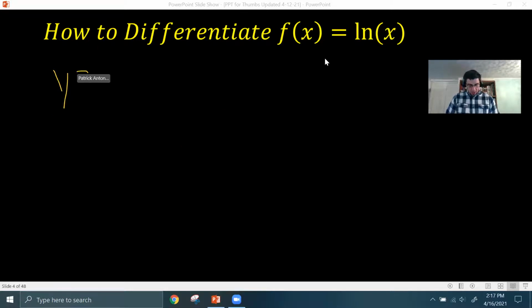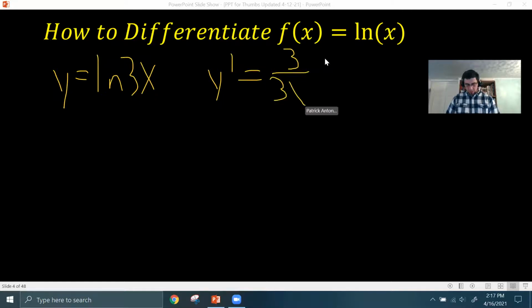Because here's the thing. If you have y equals natural log x, there's only so much you can do with that. But how about if you had natural log 3x? Well, then y prime is u prime, which is 3 over 3x, which equals 1 over x. You're like, whoa, what? That's the same thing. Well, let me show you why it's the same thing.